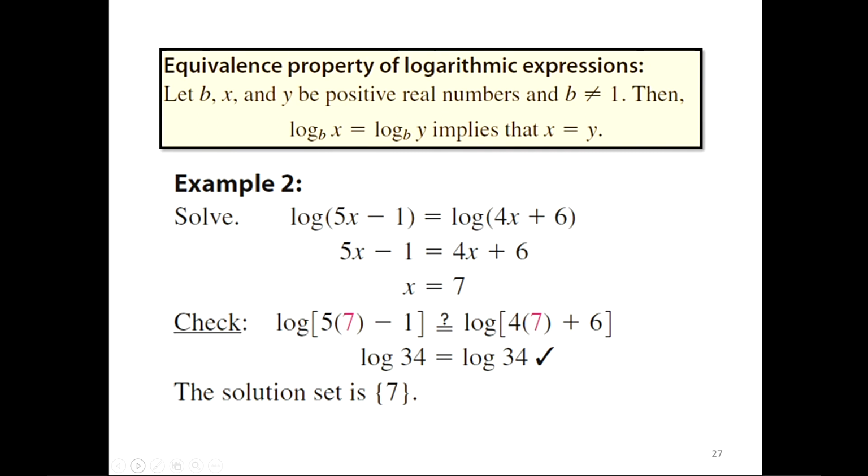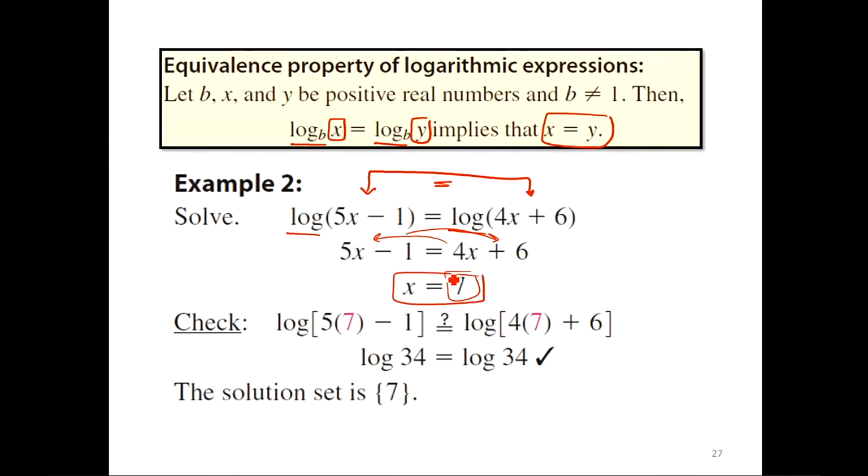Also, if we have a logarithm equation with the base b, the arguments must be equal. If we have log to base 10 on both sides, the arguments must be equal. So we have 5x minus 1 equal to 4x plus 6. Move the minus 1, we have 7. Move the 4x, we have 5x minus 4x equal to 7. So the value of x equals 7.